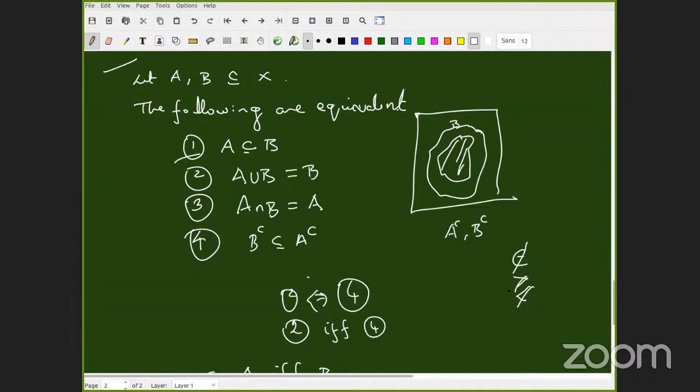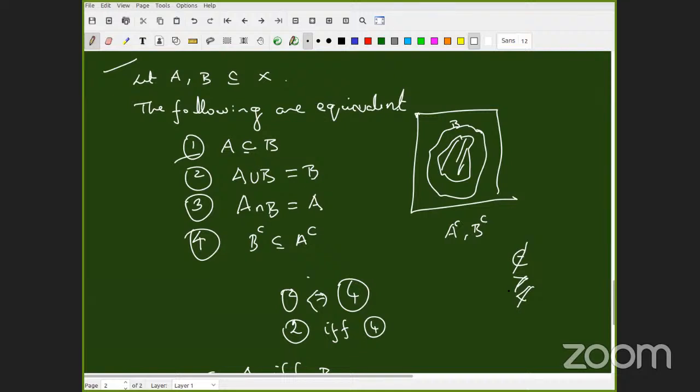Okay, right. So now my hypothesis is 1 and I will prove 3. If I want to prove 3, I have to prove A intersection B equal to A. Therefore, I have to prove 2 things: A intersection B is a subset of A, and A is a subset of A intersection B. Already we have proved A intersection B is a subset of A. Now, therefore, I have to prove only A is a subset of A intersection B.